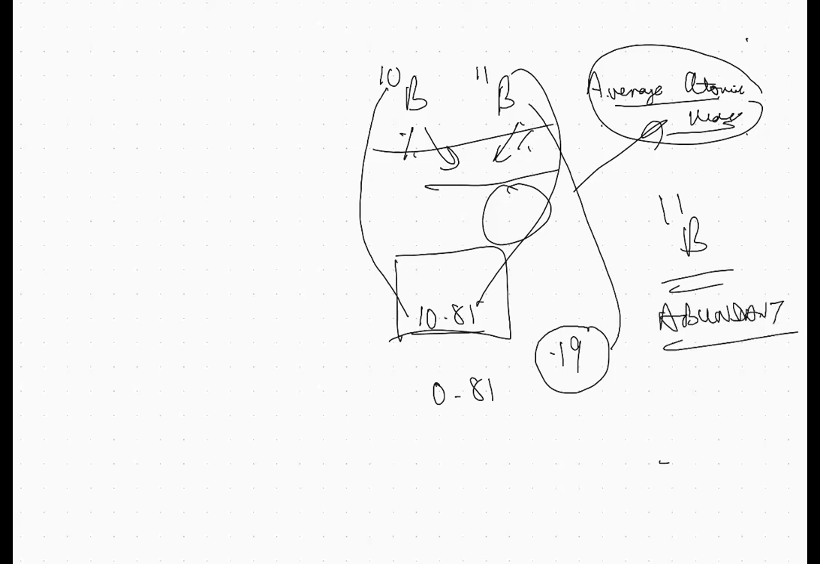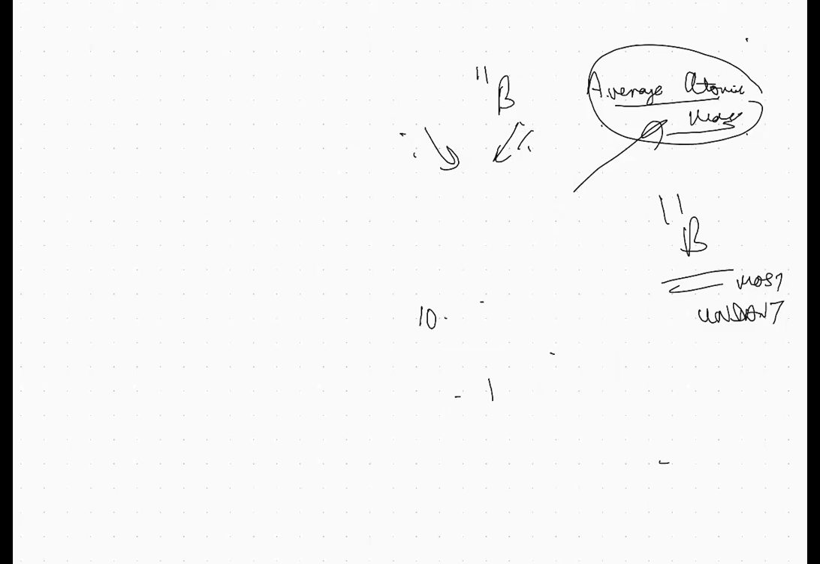Out of 10 boron and 11 boron, 11 boron is the more abundant one of the two. Why? Because that value is the closest to the average atomic mass.